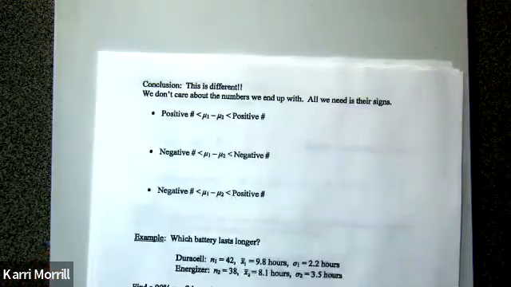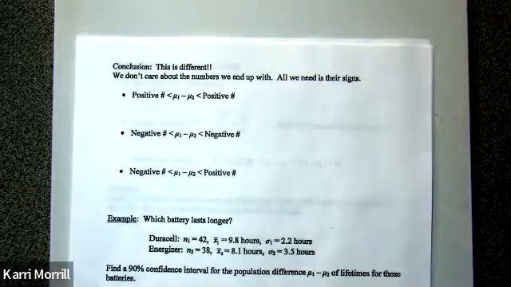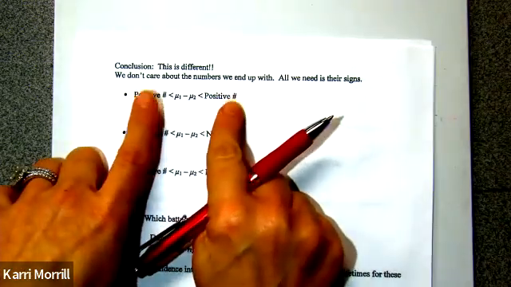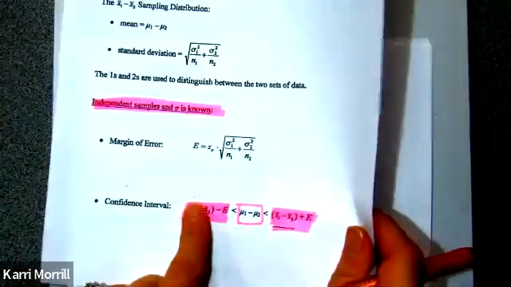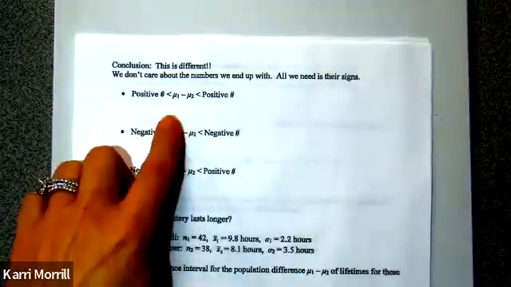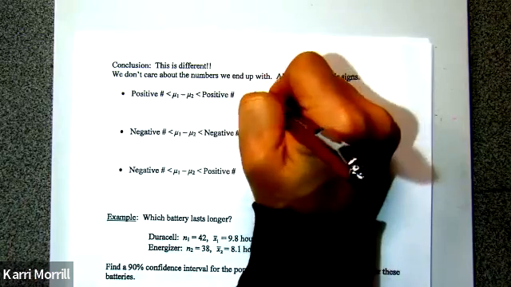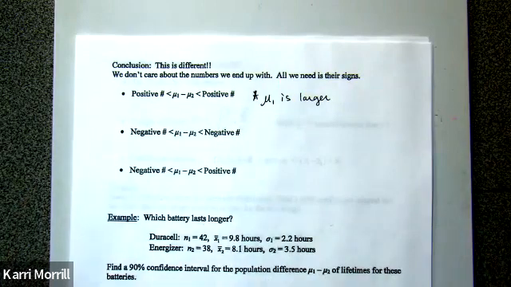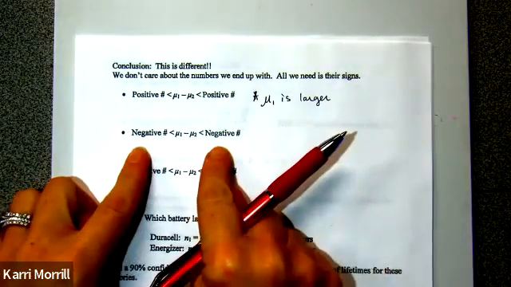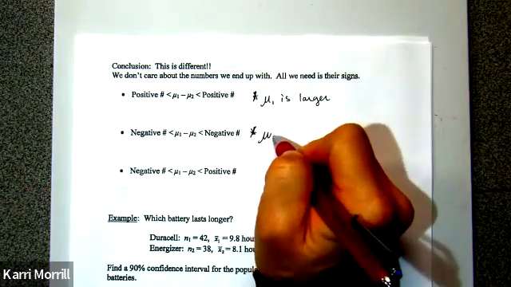Let's turn the page. But the conclusion, this is the different part. We don't care about the numbers we end up with so much. All we really need to look at is the signs of the numbers. So if, when you do all that math, both of these are positive, we can always say that mu1 is larger. So the first data set's mean is larger. If they're both negative, then we're going to say that mu2 is larger.